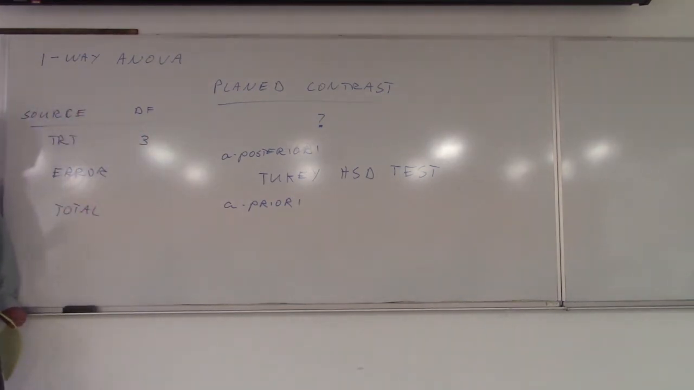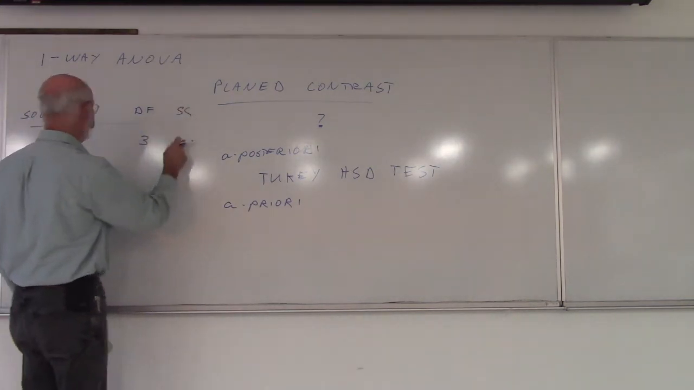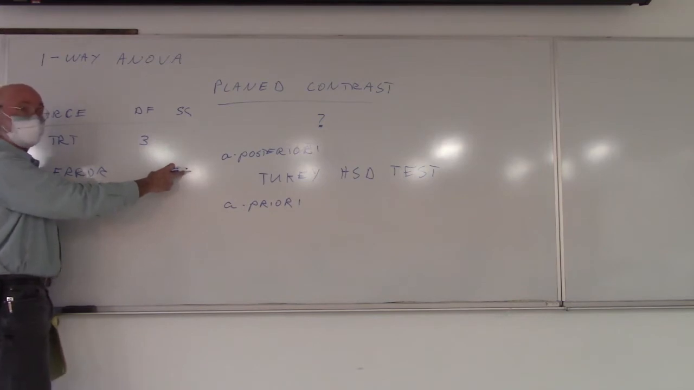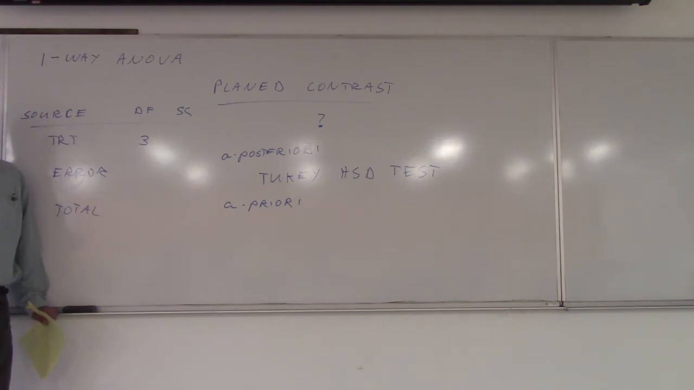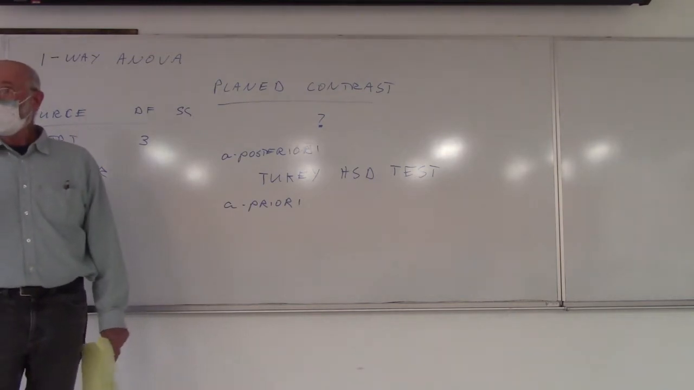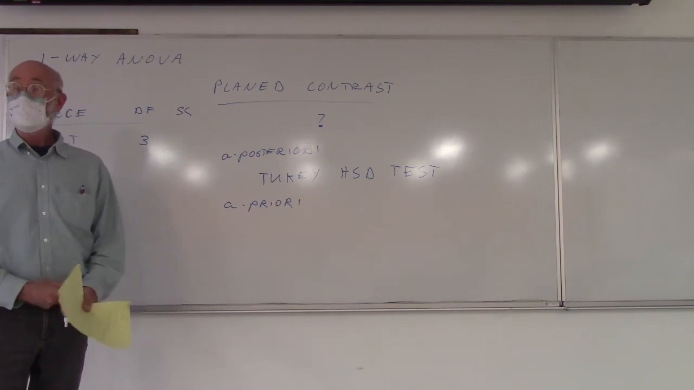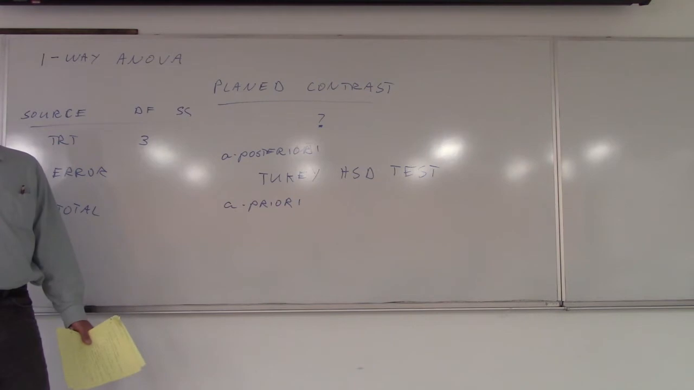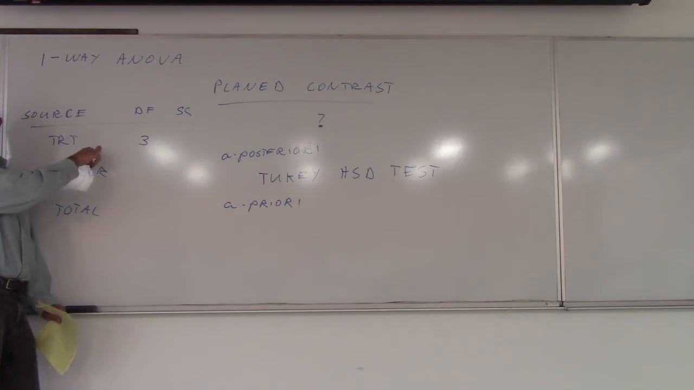If you think about it, all these things are additive. The number of treatment degrees of freedom plus the number of error degrees of freedom equals the total degrees of freedom. The sum of squares for treatments plus the sum of squares for error equals the total sum of squares. The model is additive. So I can think of my ANOVA as occupying a space in linear algebra terms. I can subdivide that space into various dimensions. I have three treatment degrees of freedom. That means I have three dimensions for treatment.